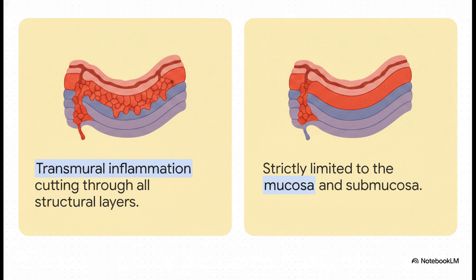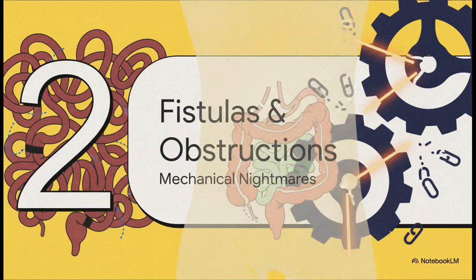Unlike ulcerative colitis, which is strictly a mucosal and submucosal process, Crohn's disease is all about transmural inflammation. And transmural means it literally cuts through every single structural layer of the bowel wall: the mucosa, submucosa, muscularis propria, all the way out to the serosa. That is exactly why you get those deep fissuring ulcers and that highly classic cobblestone appearance on an enteroscopy. This transmural nature is the root cause of the mechanical nightmares like strictures, abscesses, and complex fistulas that these patients have to deal with.